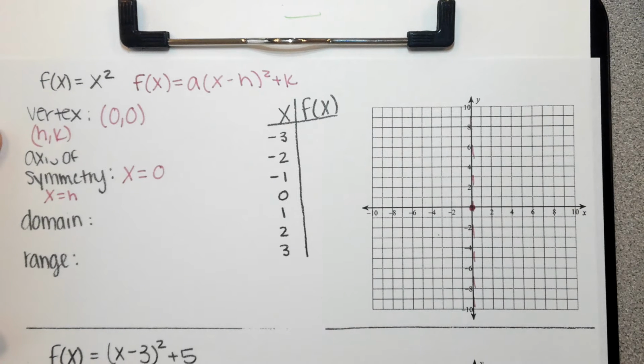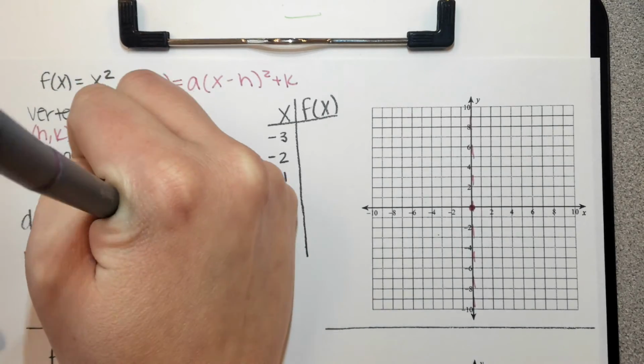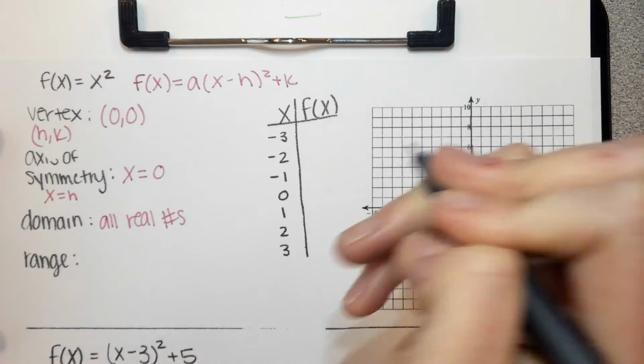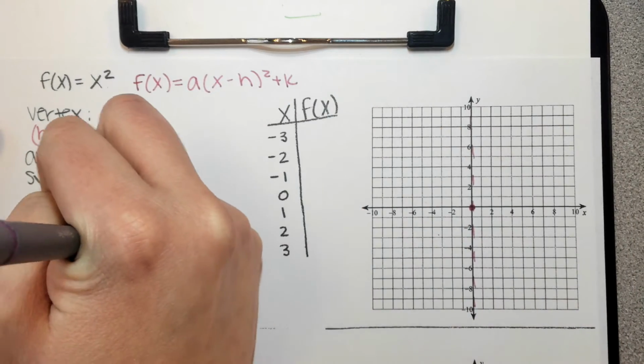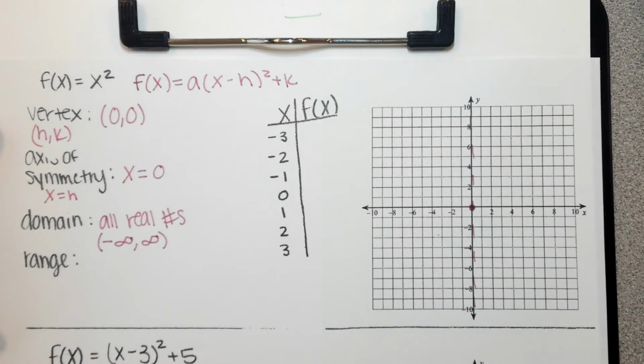Okay? Now, the domain. The domain is always really easy. It's all real numbers. Or let's practice putting it in interval notation. Negative infinity, comma, infinity in parentheses.